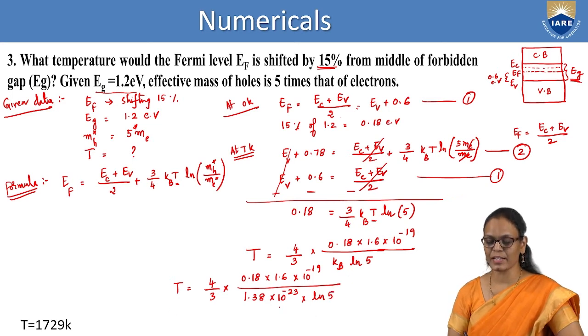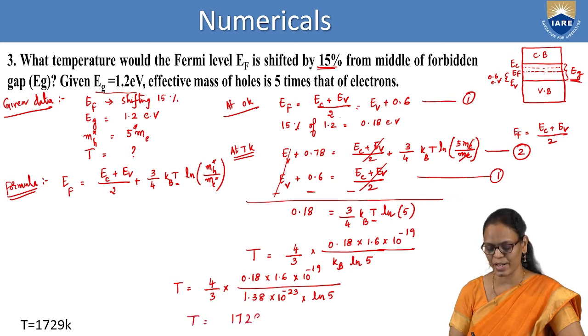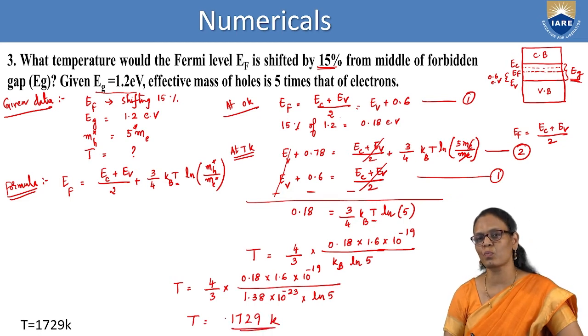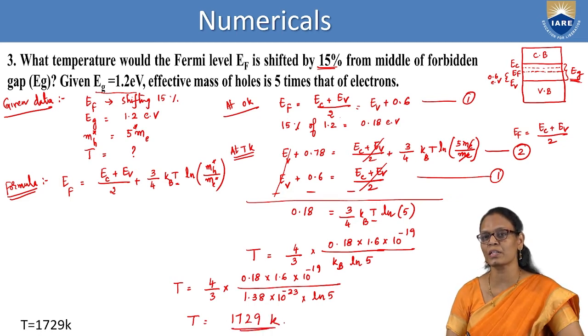You can use the calc directly, get the value of ln 5, substitute here and you get T is equal to 1729 Kelvin. So at this temperature, 1729 Kelvin, the Fermi level will shift by 15%. 15% of 1.2 electron volt.